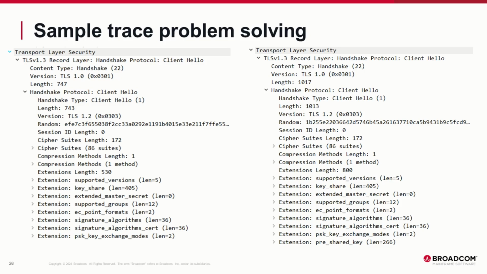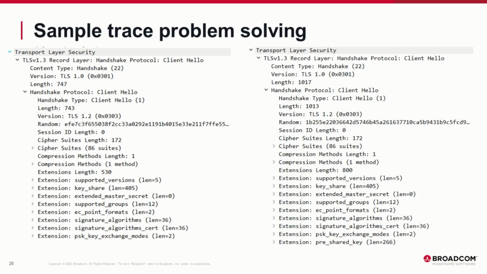Next, we get to these compression methods. Not a whole lot going on here. Now we get to the extensions. So these are additional bits of information. Think of them as additional features in TLS that we can take advantage of. That's where you would see things like that in these extensions.